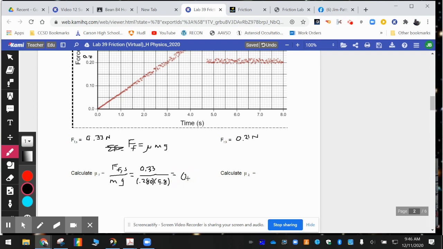So about 0.12. I think this is rubber on ice. So that's the coefficient of static friction. Coefficient of static friction. Over here, we have to do kinetic.